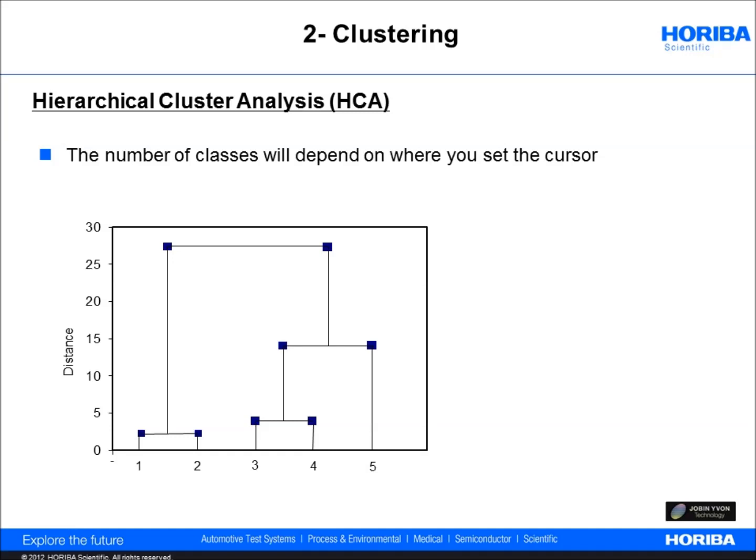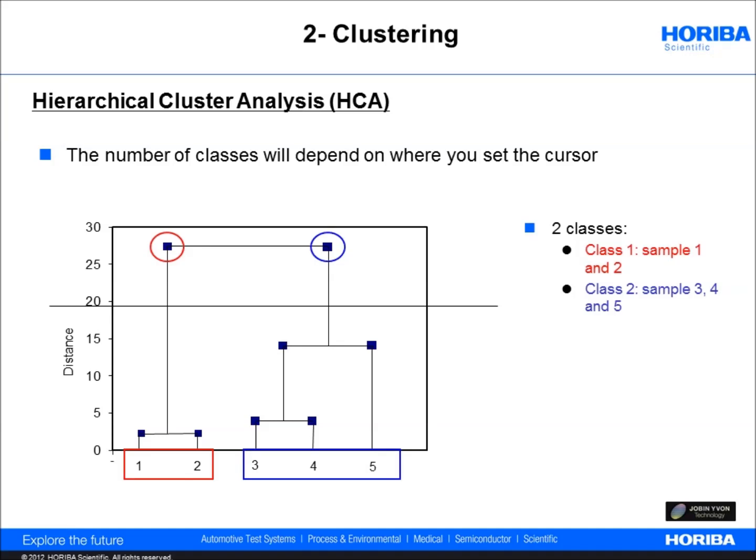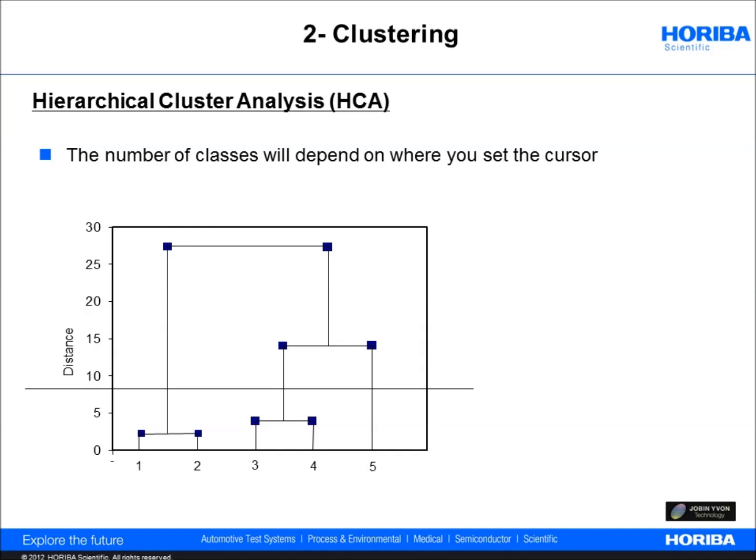Once the dendrogram is completed, we need to define the different groups or classes. Let's draw a cursor line as in this example. This cursor crosses two lines of the dendrogram, splitting the dataset into two classes: Class 1, comprising samples 1 and 2, and Class 2, made of the 3 other samples. Now, if you move down the cursor, 3 lines of the dendrogram are now crossed, indicating that 3 classes are formed.